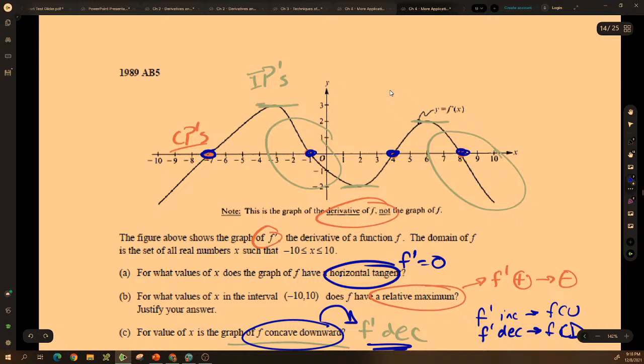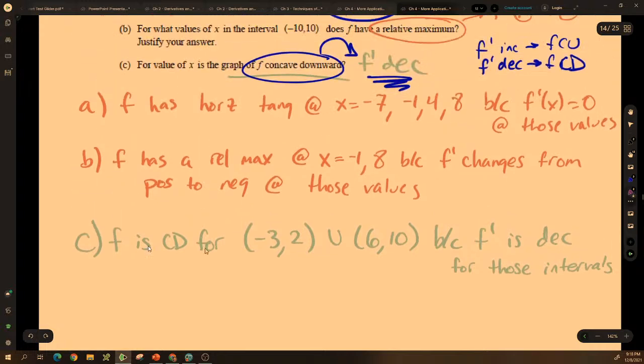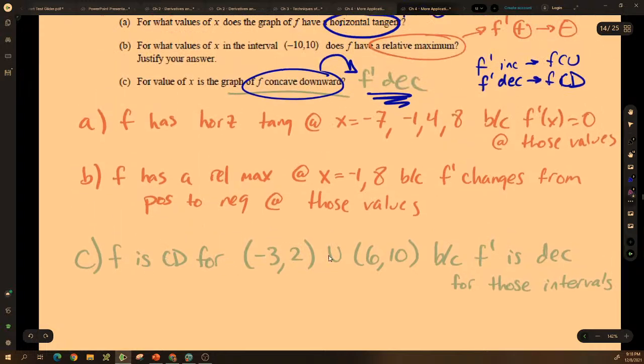We can grab these inflection points by looking at the maximums and the mins. Those are my inflection points. So f prime is going to be decreasing in between those two and after that one. So that's from -3 to 2, and then also from 6, not to infinity, but to 10, because this ends at 10. So this would be f is concave down for -3 to 2, union 6 to 10, because f prime is decreasing for those intervals.